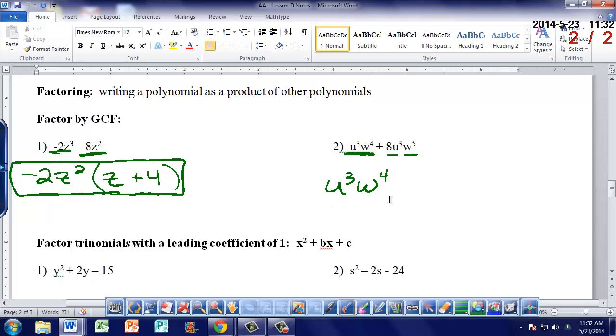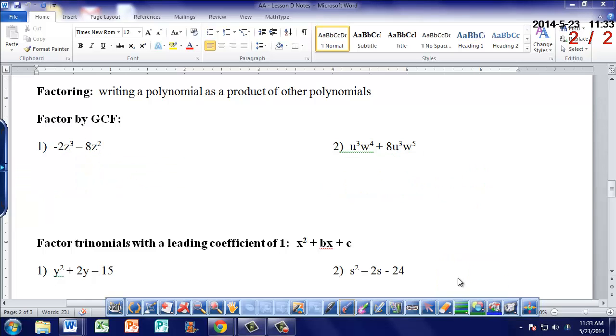Now, notice what happens here. This term divided by this term. Don't tell me that's 0. A lot of people don't write anything and it disappears. What is u cubed w to the 4th divided by u cubed w to the 4th? It's 1. Okay? And then on this one, when I divide this by this, I'm left with 8w. That's it. That's my answer.